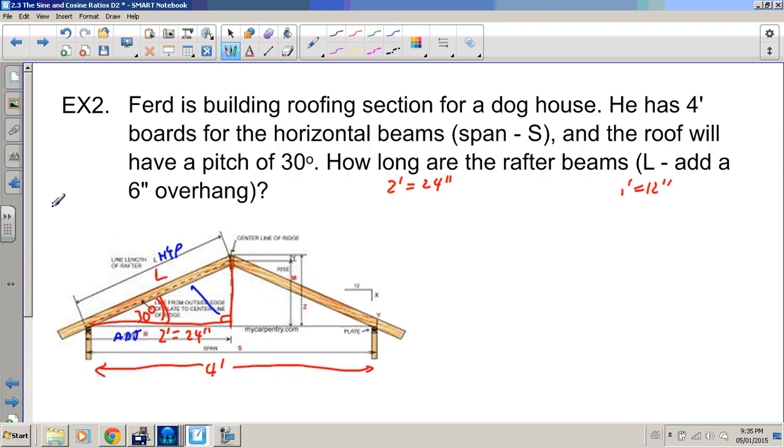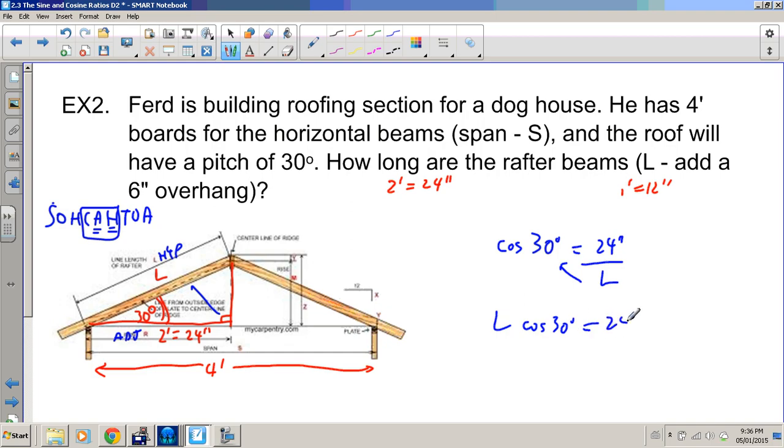SOHCAHTOA. Adjacent and hypotenuse, that's the cosine. So I'm going to write down the cosine of 30 degrees is adjacent, and I'm going to use inches, 24 inches over the hypotenuse, which is L, and which is what I want to find. Cross multiply.